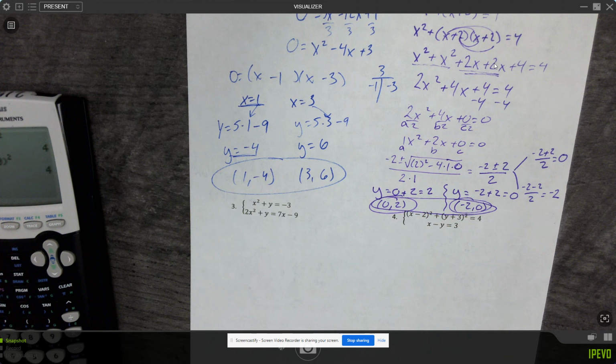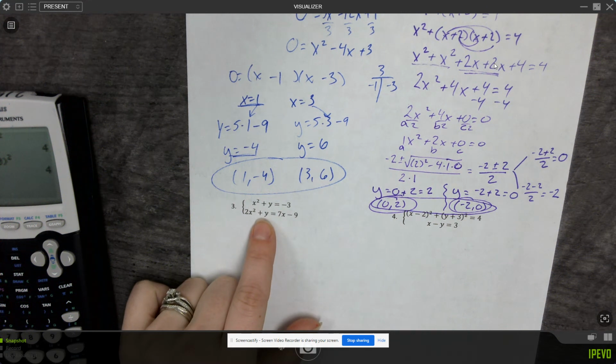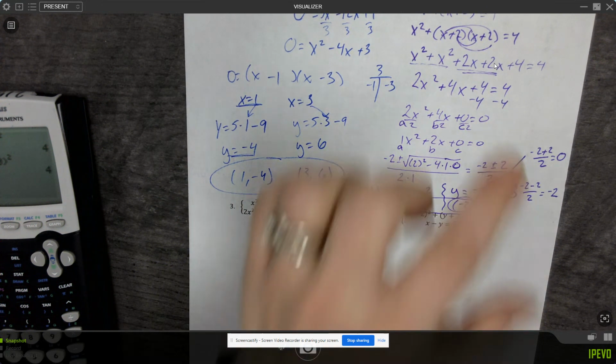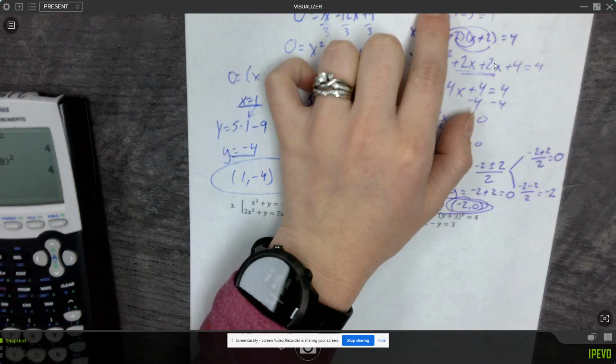You can do either elimination or substitution in this example because your y's are just y's. Neither of them are quadratic. So that was the issue back up here. So you had a quadratic.